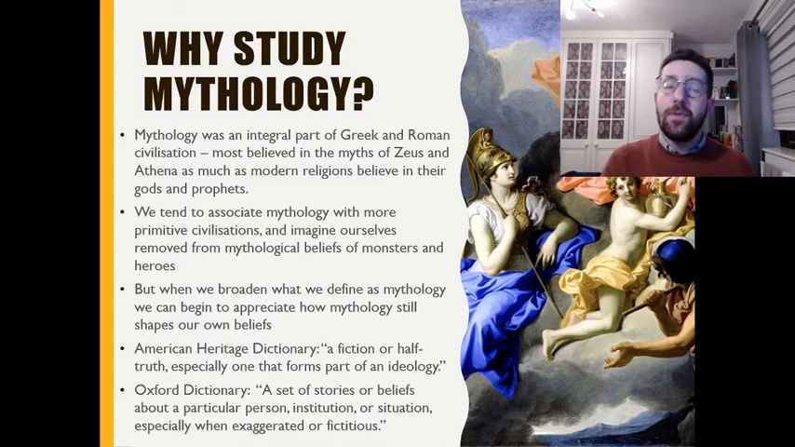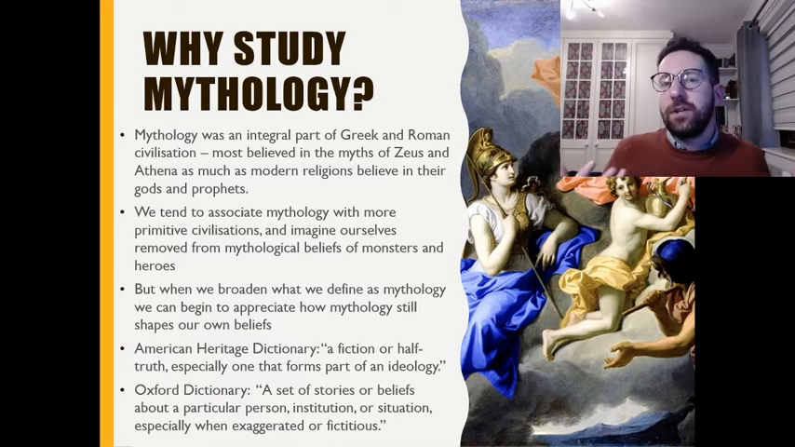Most of the Greeks, though not all, would have believed in the myths of Zeus and Athena as much as, let's say, modern religions would believe in their gods and prophets. It was real belief systems, let's say, for those people, just like a religious person might have belief in their gods today.